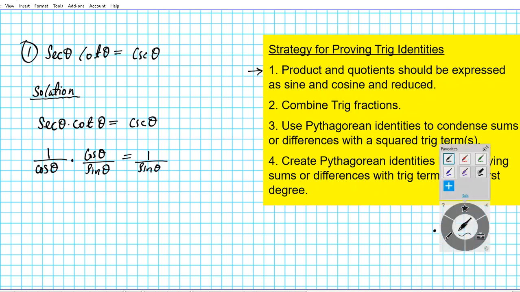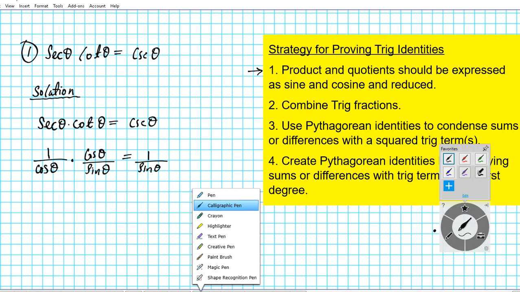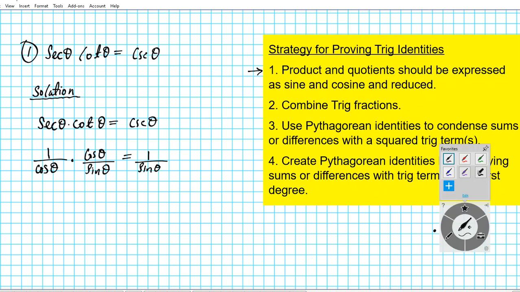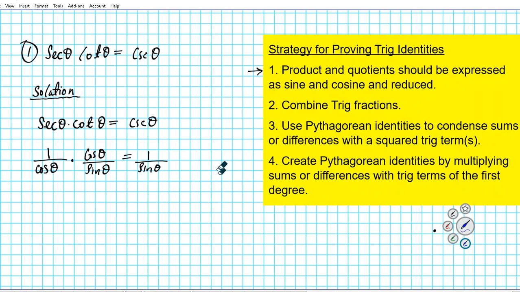So on the right, let's go ahead and put down what we did. Here we made use of the quotient and reciprocal identities in our simplification.